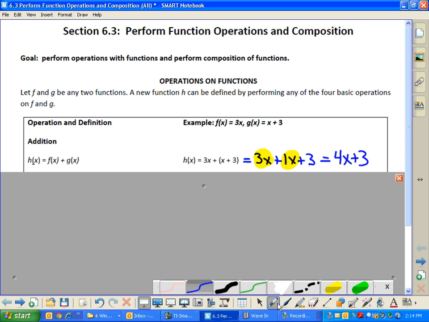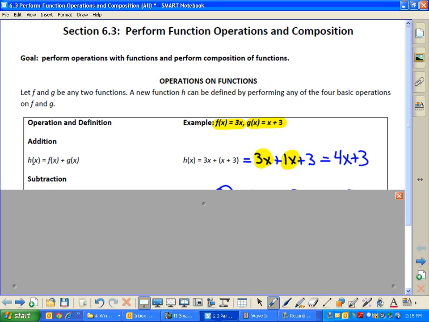So up here, if we have f of x being 3x and g of x being x plus 3, if we want to find the new function h of x by adding f of x and g of x together, that's the same thing as taking 3x plus x plus 3. So we get 3x plus 1x plus 3 or 4x plus 3. And that's just as simple as it is for addition. It's really not too bad.